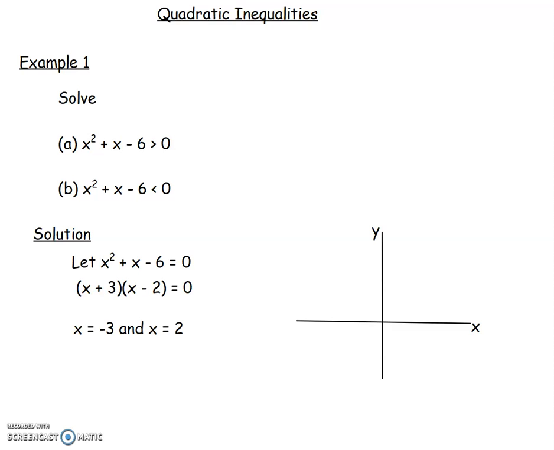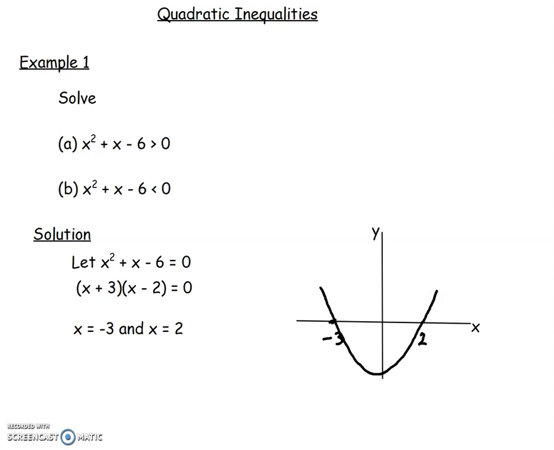We then want to put in our roots. We have negative 3, which will go roughly around here, and we have 2, which would go roughly around here. It does not need to be perfect. You know that it's a positive x squared, so it's going to have a minimum turning point, and you draw in the graph as best you can. And we've got that there.